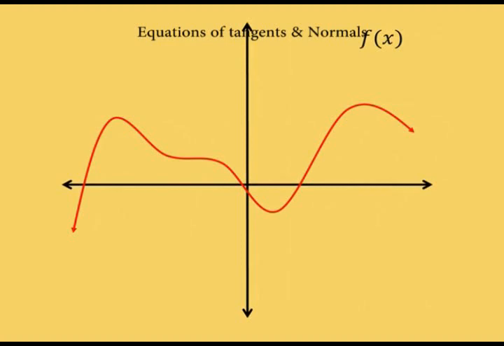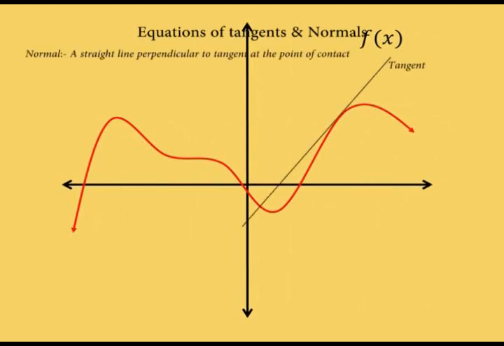Next, equations of tangents and normals. Now, the tangents and the normals are straight lines, and so their equations are in the form y is equal to mx plus c, the equations of straight lines. We know what a tangent is by now. A normal is a straight line that is perpendicular to the tangent at the point of contact with the curve.